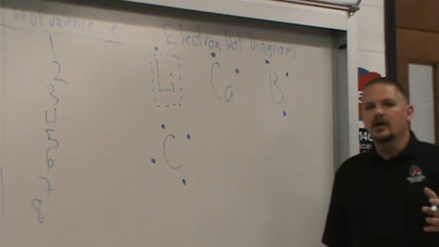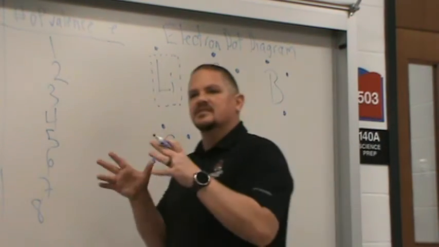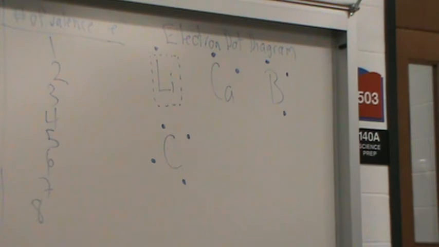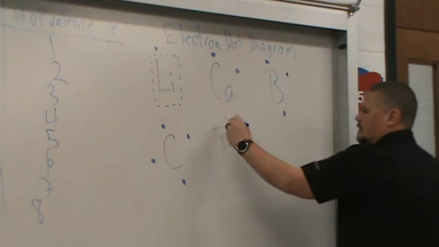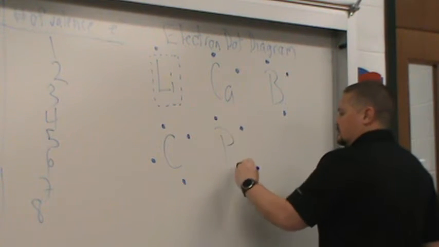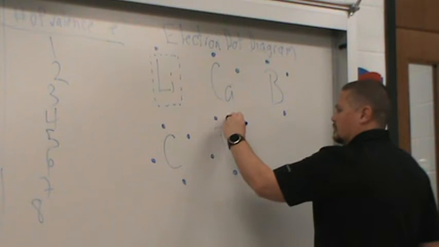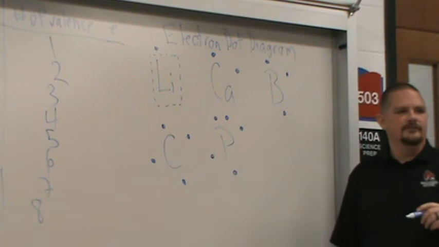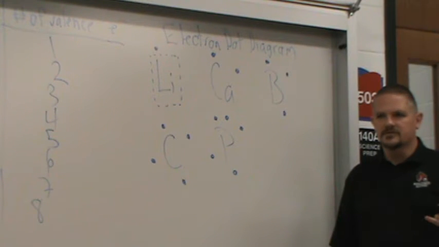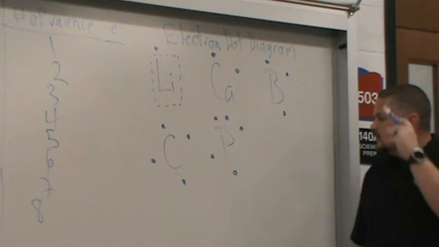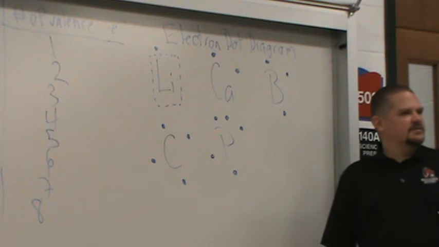Okay? Now, with groups 5, 6, 7, and 8, we can start pairing up the electrons. Okay? So group 5, let's use phosphorus. 1, 2, 3, 4, 5. Okay? Questions? Any kind of questions? All right, group 6.